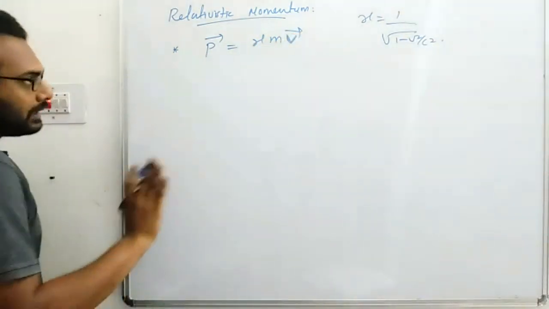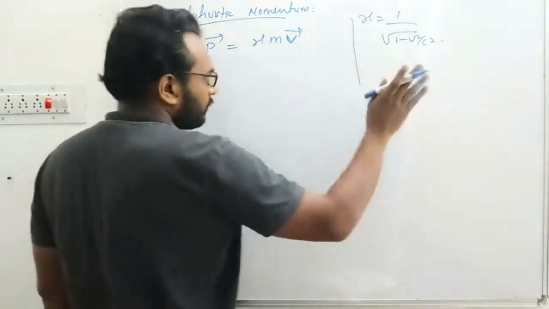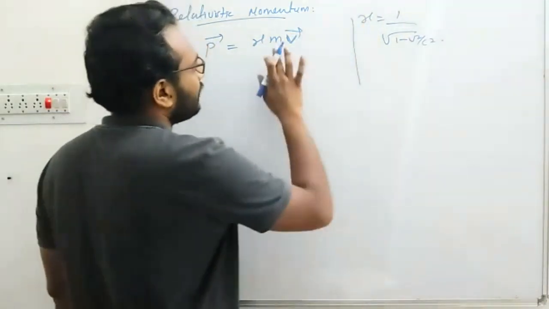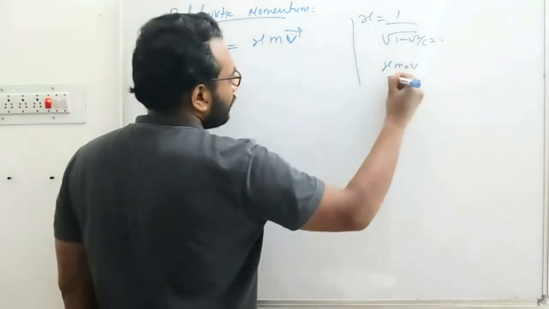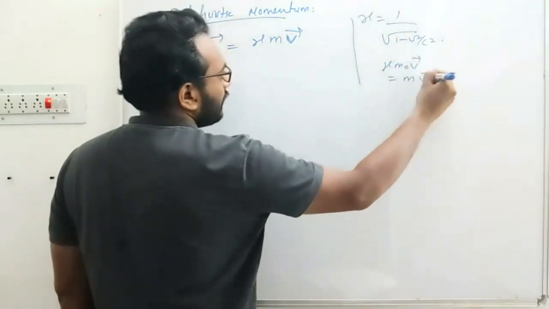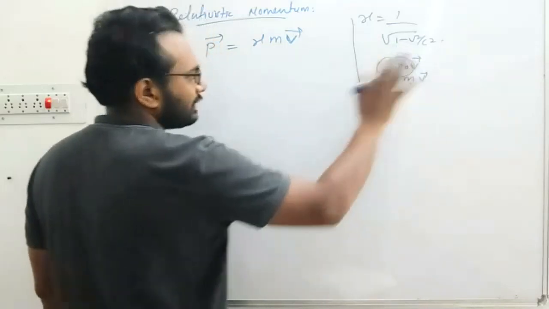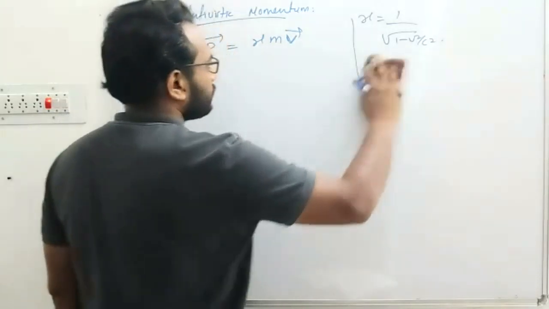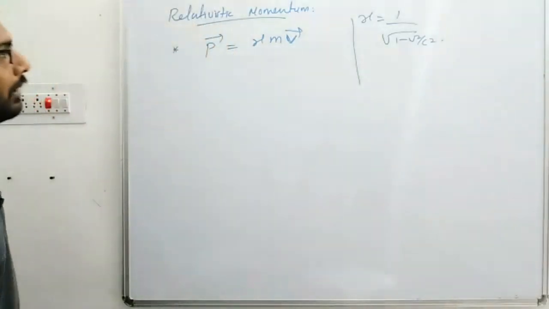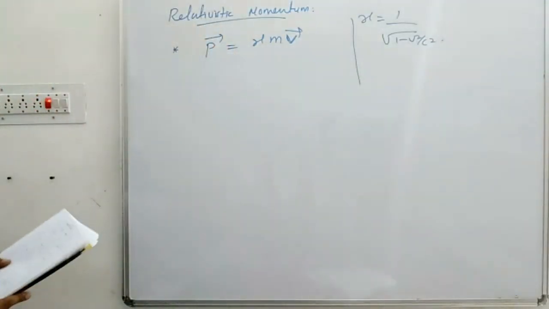Now, in some notation, which I'm not following but I want you to be familiar with, they simply write it as gamma m0 v, which is equal to mv, and this m they call gamma m0, but this is completely unnecessary. Sometimes people do it. So P equals gamma mv vector. This is the relativistic momentum.